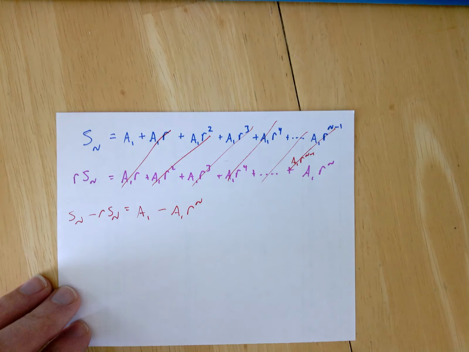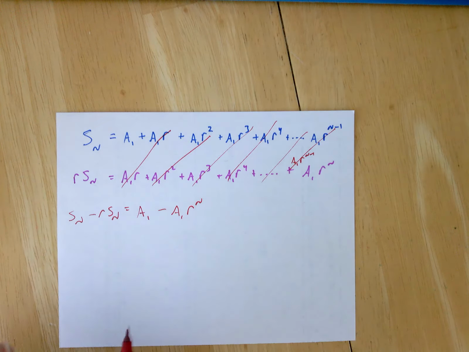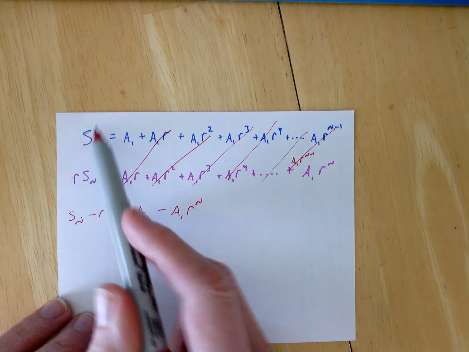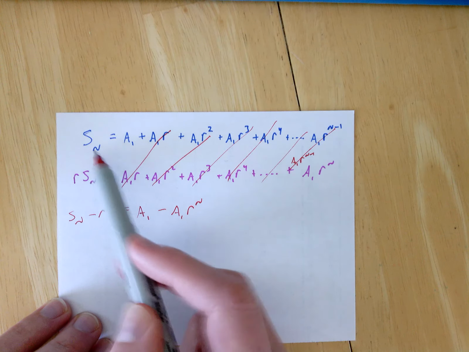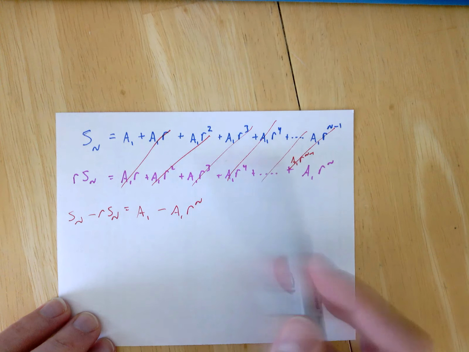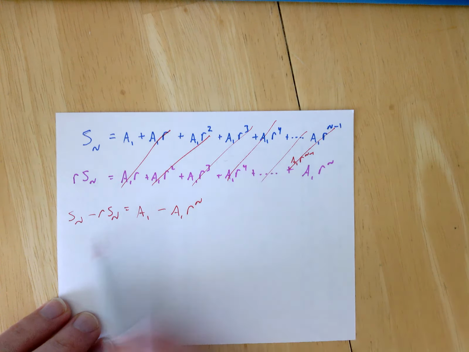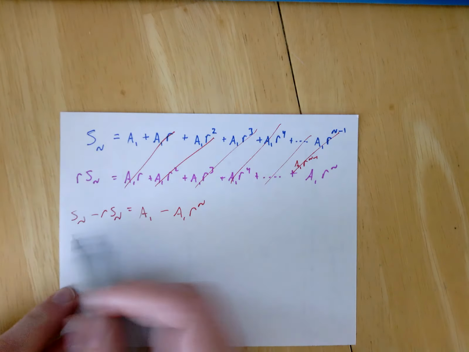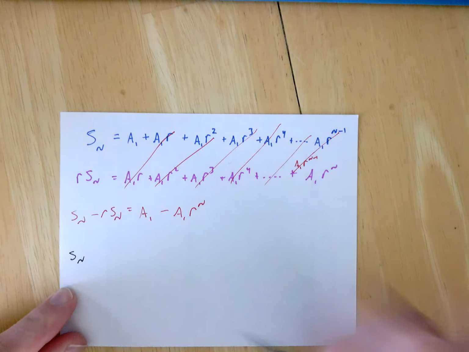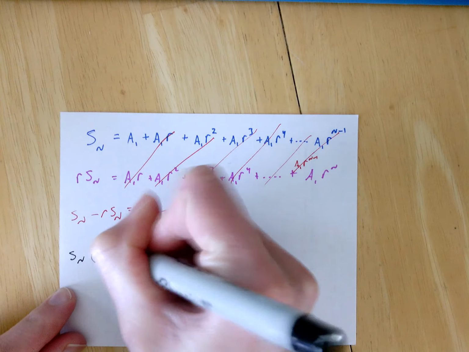All right, cool. Now our goal here, remember, is we're trying to figure out a more concise way to write this sum. So I'm trying to rewrite what S sub n is in a nicer way than just adding it as a list of all these things. So I want to try to get this S sub n by itself. How am I going to do that? Well, I'm going to factor out an S sub n on this side, right? This has a GCF of S sub n. And when I pull that out, I'm going to be left with 1 minus r, right?